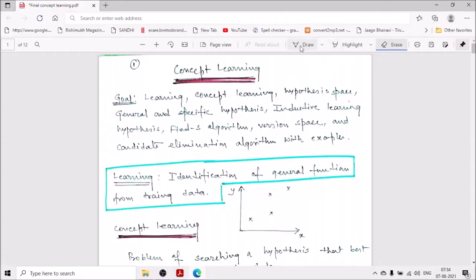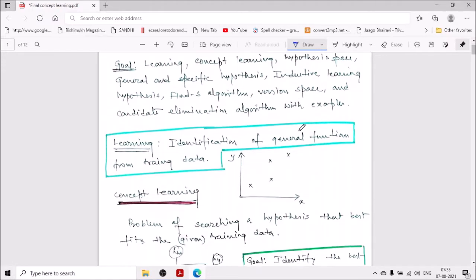In this video, we will discuss the concept of learning. Our objective is to discuss what learning is, what concept learning is, what hypothesis space is, general and specific hypotheses, the inductive learning hypothesis, the Find-S algorithm, version space, and the candidate elimination algorithm with examples. So let's see one by one.